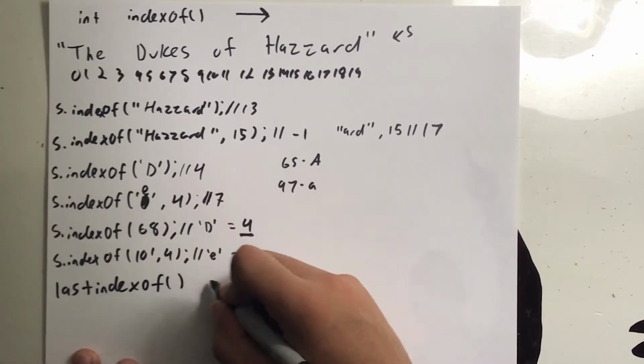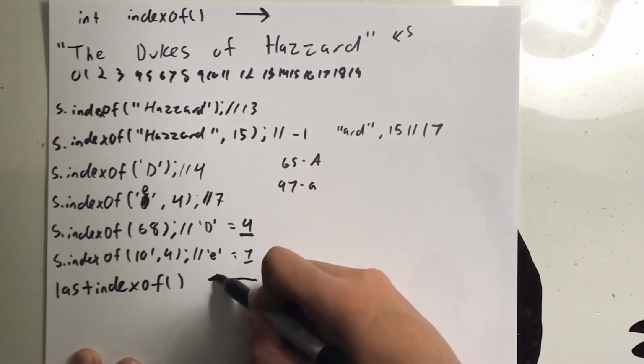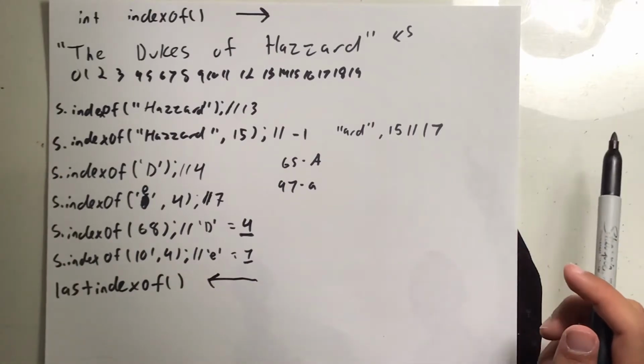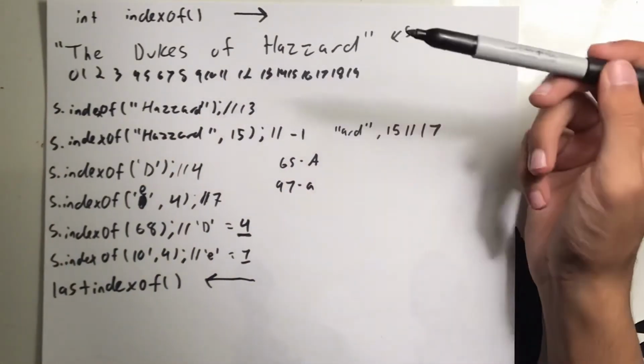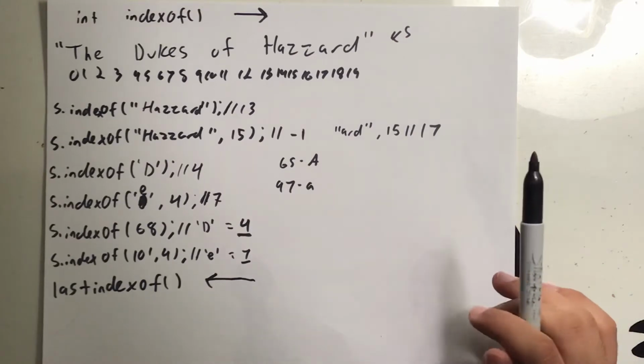And it does the same thing, but instead of going from left to right, it goes from right to left. So if we had s dot lastIndexOf hazard, we start from right to left, it'll still be 13. But just remember that we're going from right to left, not from left to right.